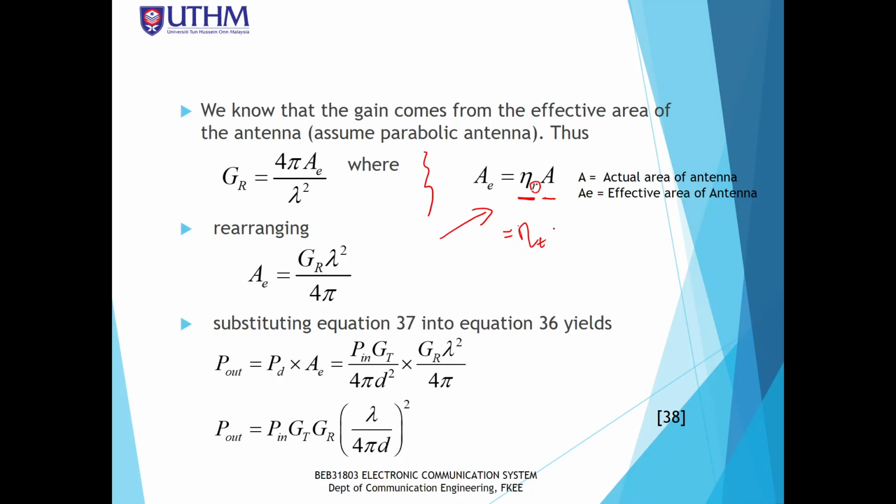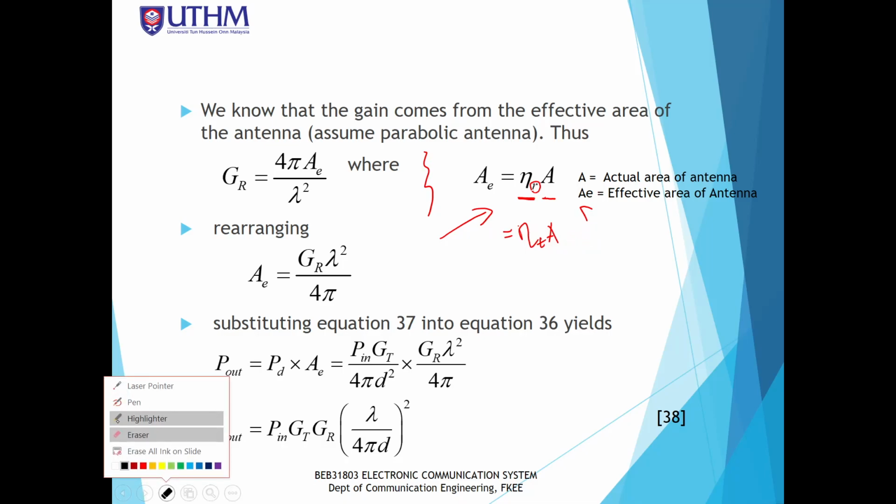Kalau transmitter, sama je lah, kita gunakan T, transmitter. Okay, untuk transmitter punya antena pun kita boleh guna persamaan yang sama. We can use the same equations for the transmitter as well in order to find the AE of the transmitter. Tetapi dalam konteks ini, kita melihat dalam konteks receiver side. Dan kalau kamu tanya saya, persamaan ini boleh juga kita gunakan untuk mencari AE untuk transmitter. Tak ada masalah.